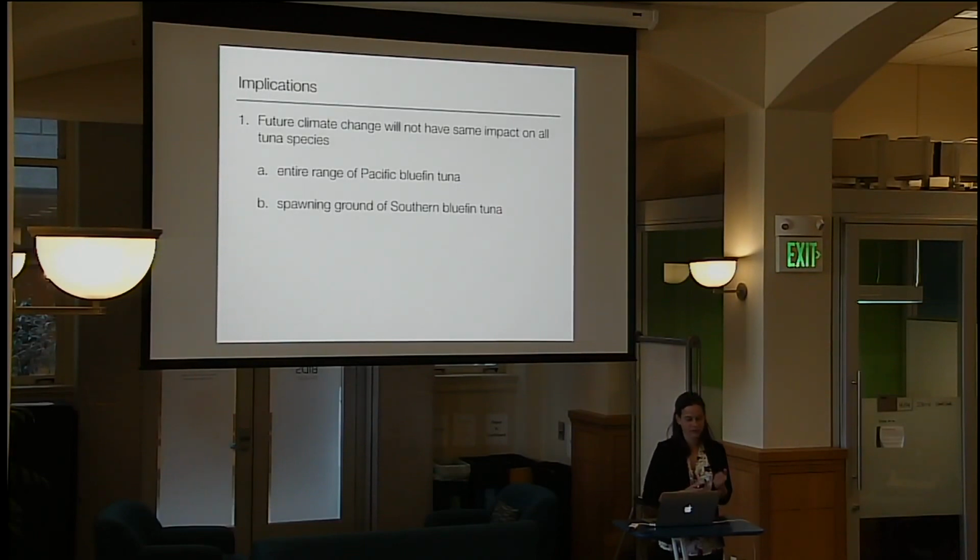And in particular, what this assessment shows is that we should be focusing on the Pacific bluefin tuna, which is actually one of the most endangered tuna species. It's the one that is worth the most money and is most desired. And so they're also under a lot of fishing pressure, but it also looks like they're going to be more impacted by climate change than the other species.